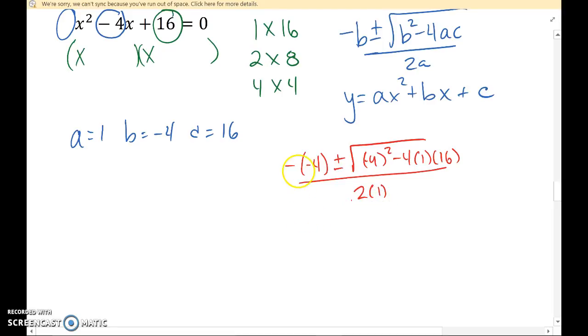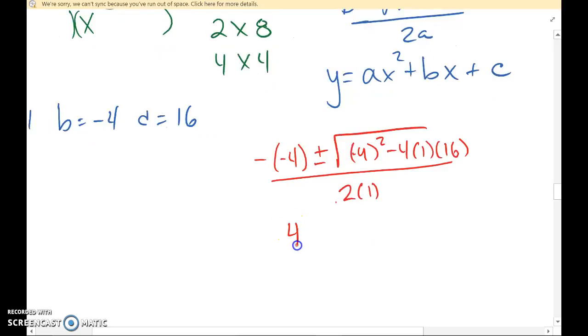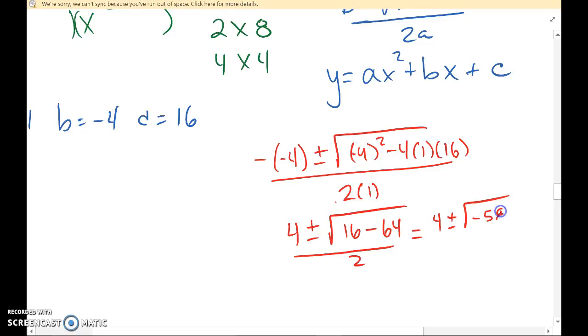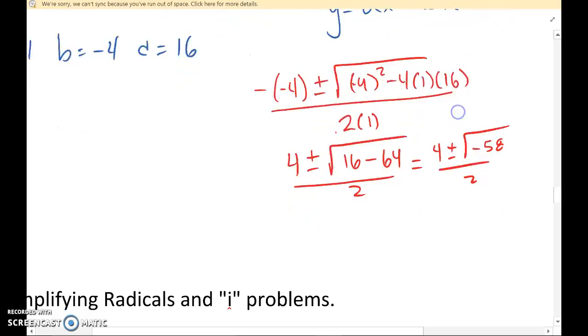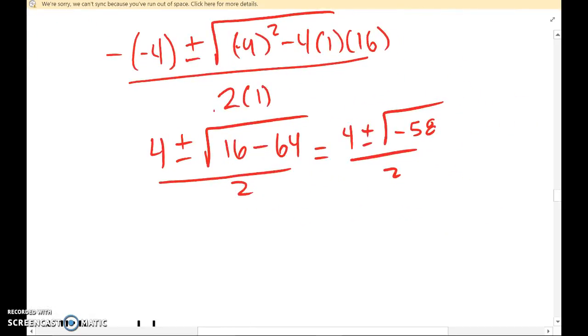And so the negative 4 makes a positive 4, plus or minus the square root of negative 4 squared is 16, minus 4 times 1 times 16, so 64, all over 2, which simplifies to 4 plus or minus the square root of negative 48 over 2. Now, the least you can do in simplifying a radical with a negative is moving an i to the outside. And so 4 plus or minus i radical 48 over 2.